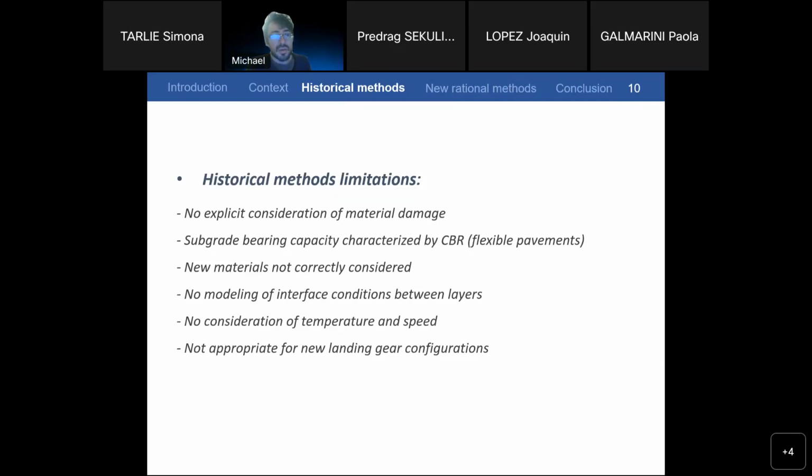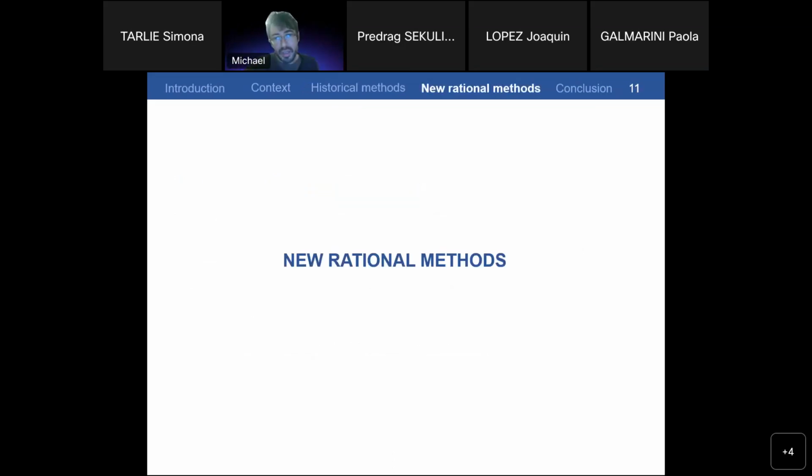There is no consideration of the temperature and speed. For the speed, you have macro coefficients which mix speed, lateral wander, etc., as a function of the movement area considered, an apron, a taxiway, or a runway, but it's not satisfactory. It's not appropriate, finally, for new landing gear configurations. That's why we developed new rational methods.